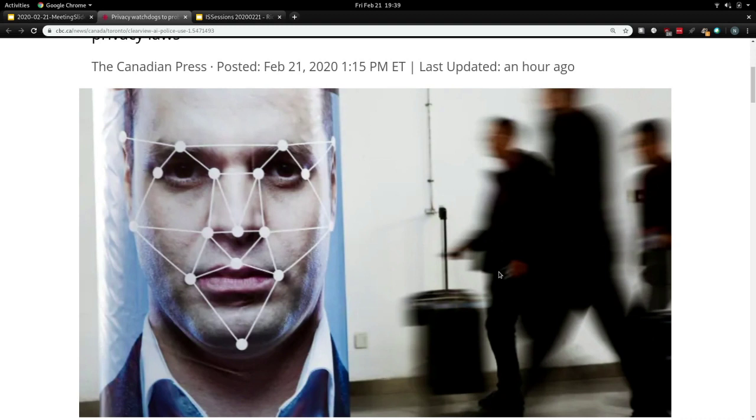So, yeah, let's hope that this gets addressed in a way that's acceptable for the public and in a way that law enforcement just has to deal with. Yeah. Cool. So that's the news.